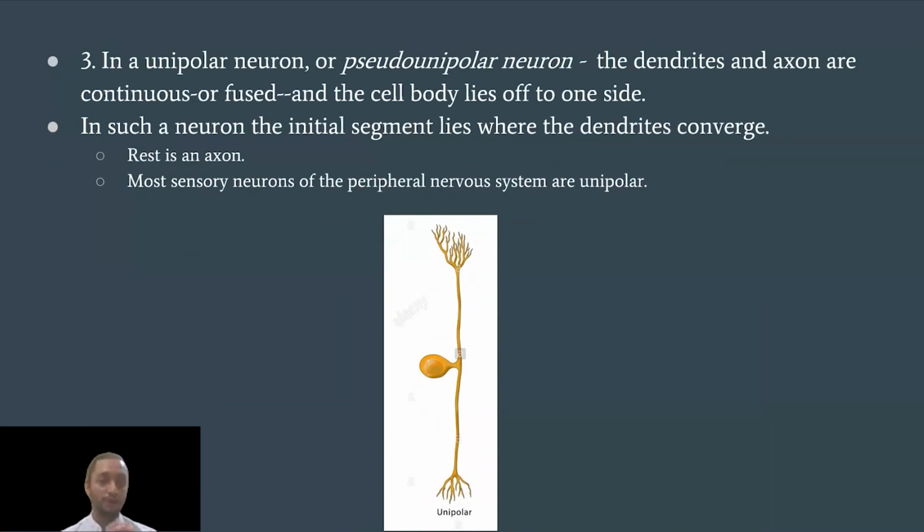Then you have a unipolar neuron, right? A unipolar neuron looks very similar to a bipolar neuron, if you notice, except that the cell body is protruding out of the entire system, right? It's also sometimes known as the pseudo unipolar neuron. So the dendrites and axons are continuous or fused, and the cell body lies off to the side at some point. So it might be on one end, the other end, or it'll just be outside. So in such a neuron, the initial segment lies where the dendroid is, right? This is again present in the peripheral nervous system.